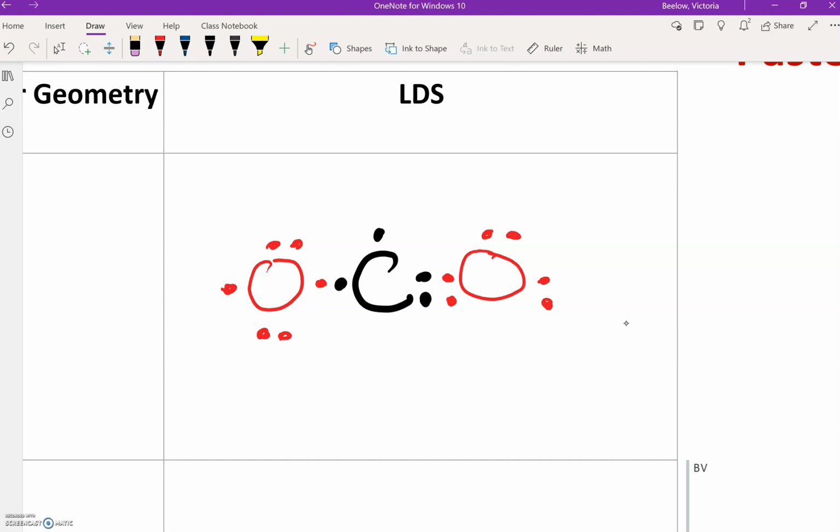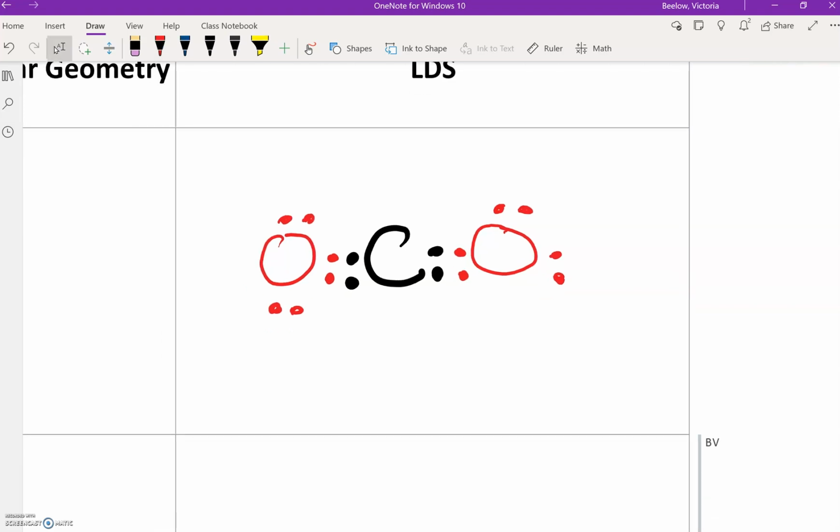Again, we don't have the carbon surrounded by 8 valence electrons. It only has 2, 4, 6, 7 right now. Same thing with this oxygen. So I'm going to take this electron and move it over here, and this electron, I'm going to move it over here. So now they are sharing. Now I can see that the carbon is surrounded by 8 valence electrons, and each oxygen is surrounded by 8 valence electrons, and these are the electrons they are sharing.